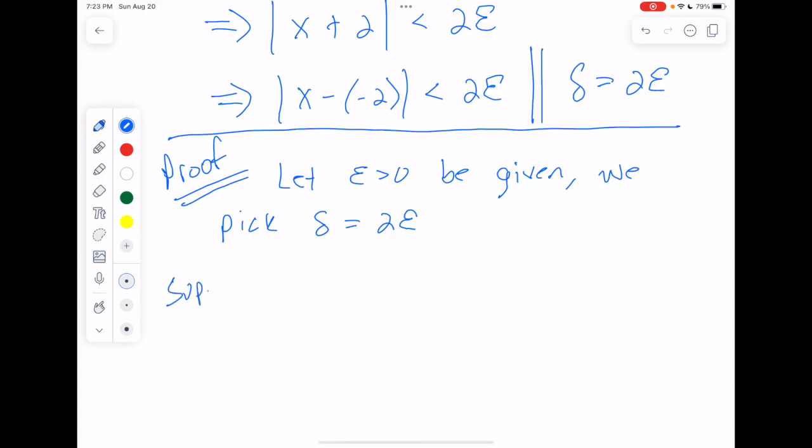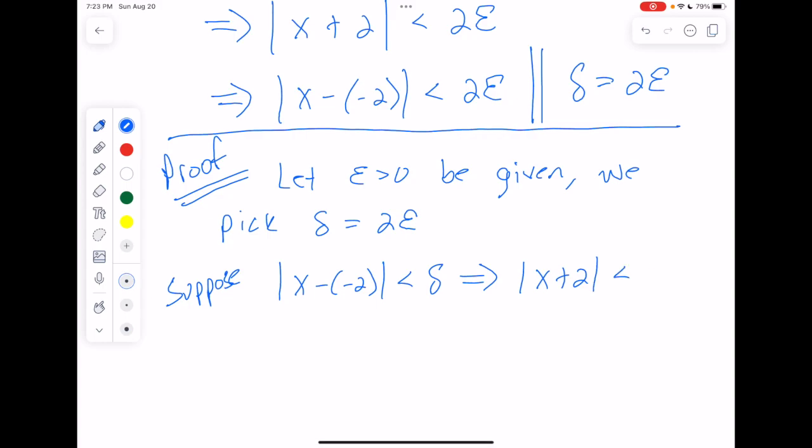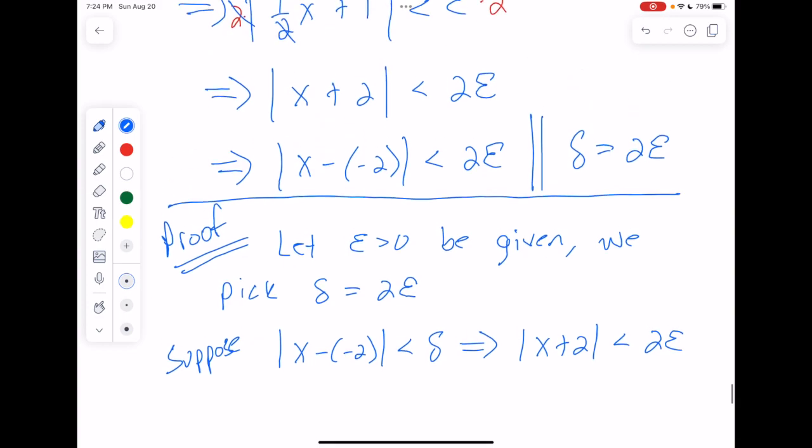So suppose that the absolute value of x minus negative 2 is less than delta. So that's x minus a is less than delta. What does that imply for us? It implies that the absolute value of x plus 2, simplifying the double negative, is less than 2 epsilon, plugging in our value of delta, which was 2 epsilon. And then we're trying to get to f of x minus L, and f of x minus L has that 1/2 on the inside. So we're trying to work backwards here.